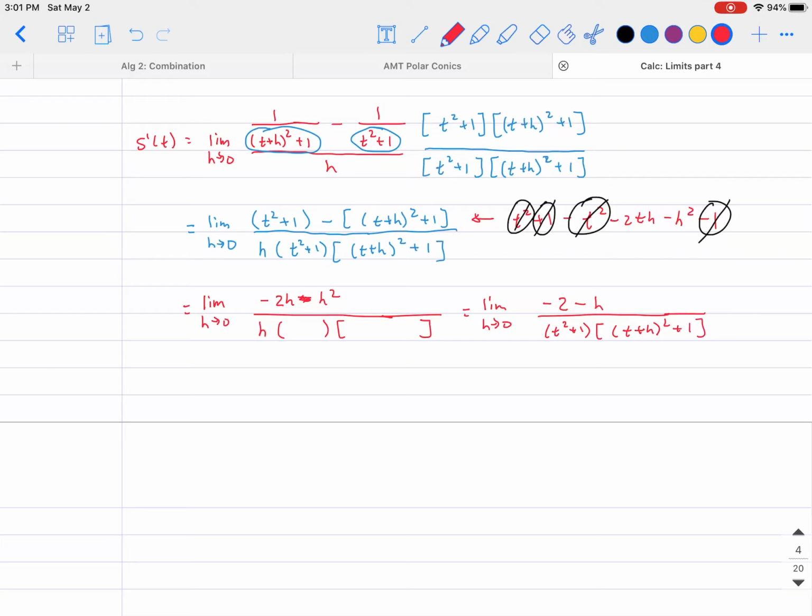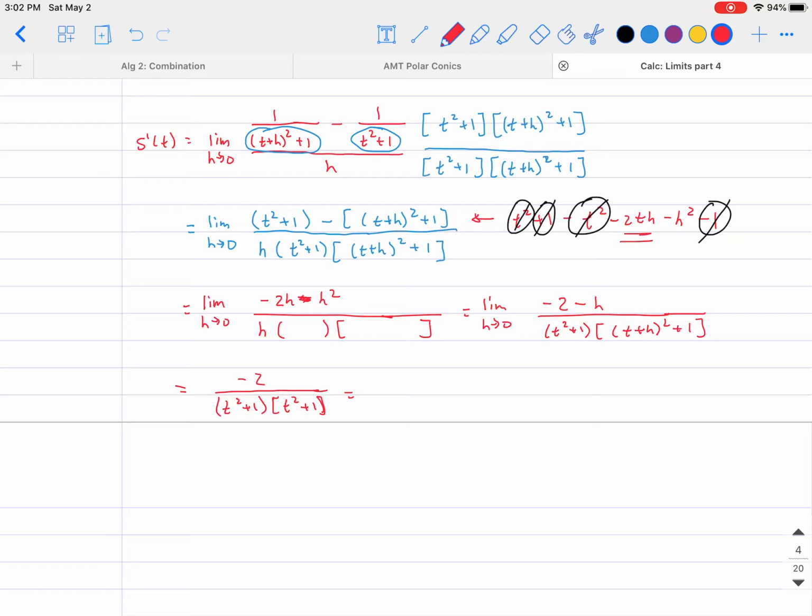And at this point, I am rewriting the factors because then you can see what happens when you substitute h equal to 0. So we can go ahead and do that because now we can use direct substitution. If h is equal to 0, the numerator will just be negative 2. The denominator, you're going to have t squared plus 1, that's one factor. And then the other factor, it looks like it's also going to be t squared plus 1 as well. So the final answer, I am going to have, oh wait, I think there's something that's missing.